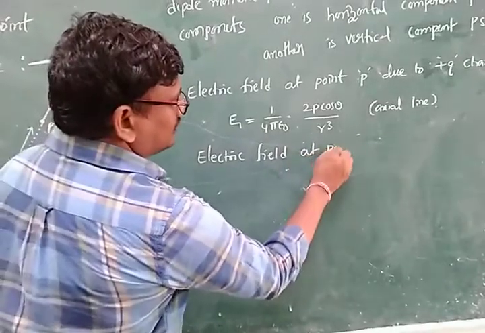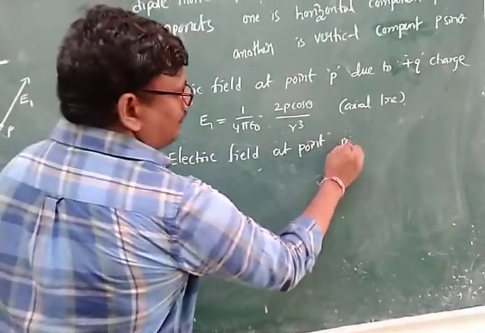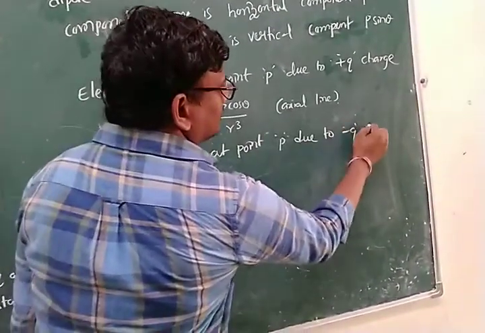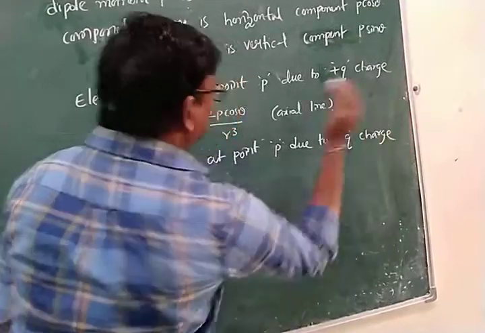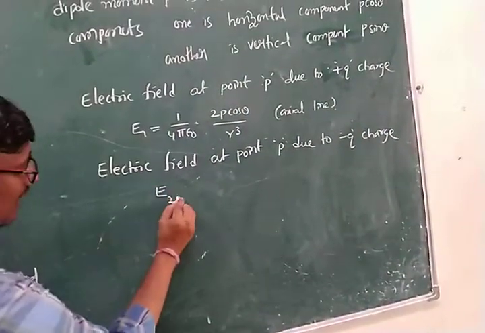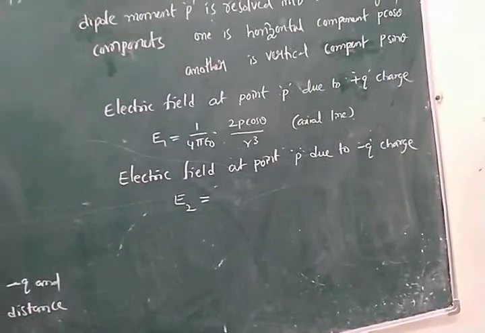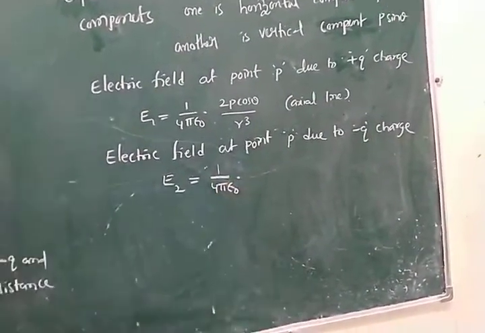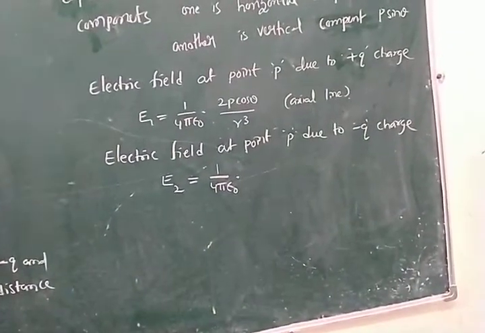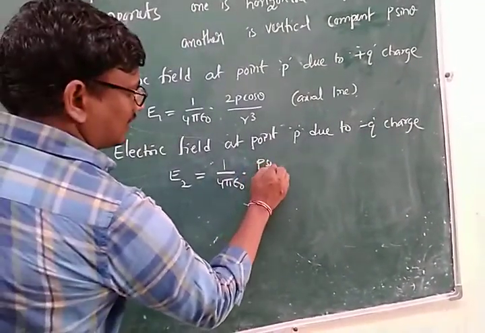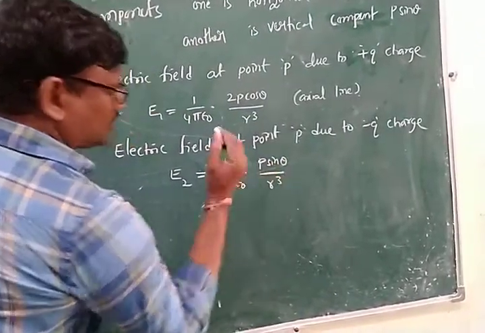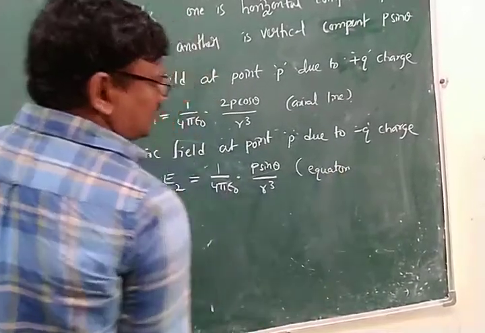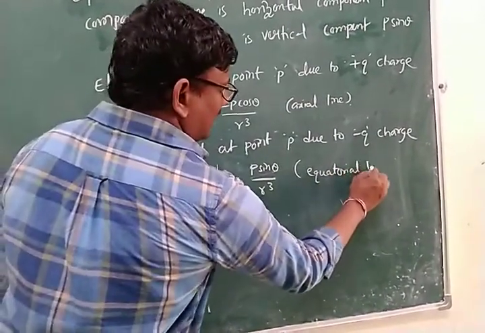Next, the electric field at point P due to the negative charge. This is the equatorial line, and the formula is E2 is equal to 1 by 4 pi epsilon naught into the equatorial component p sin theta by r cube.